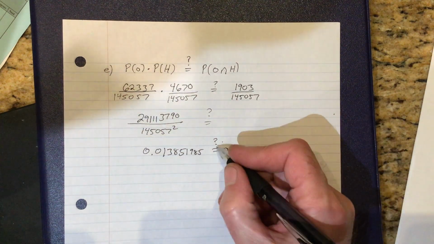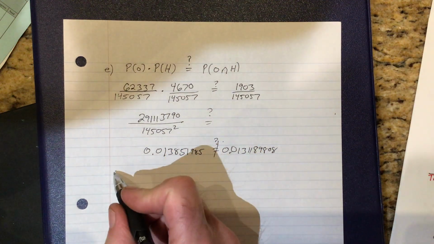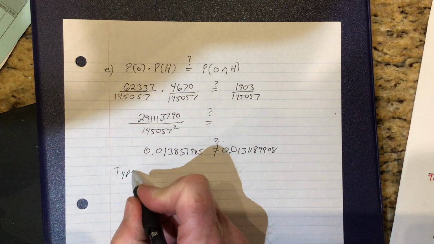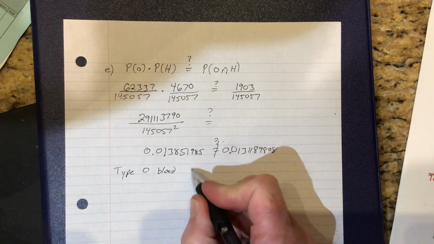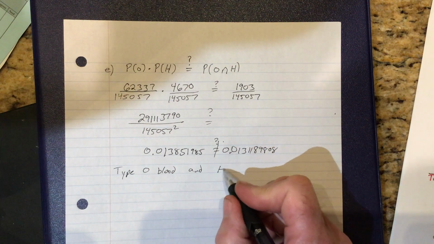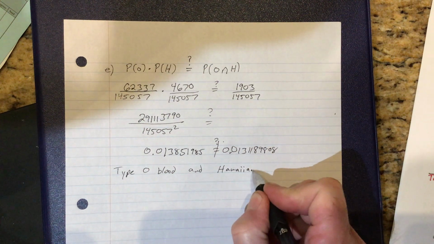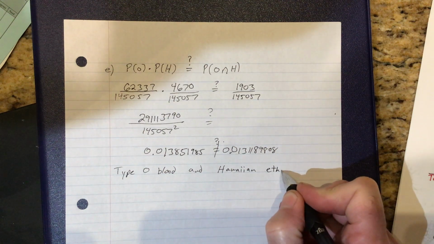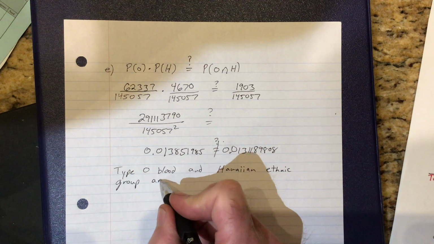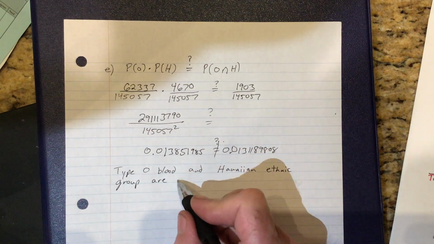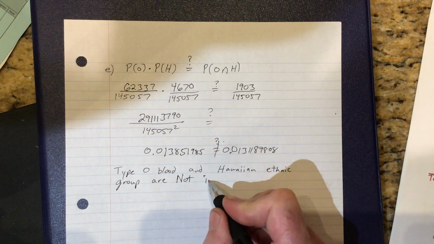Okay, so type O blood and Hawaiian ethnic group are not independent.